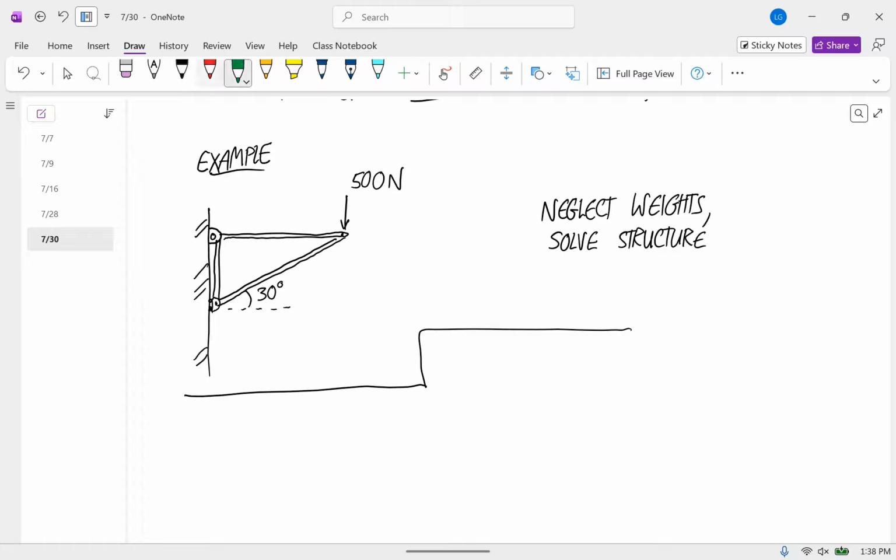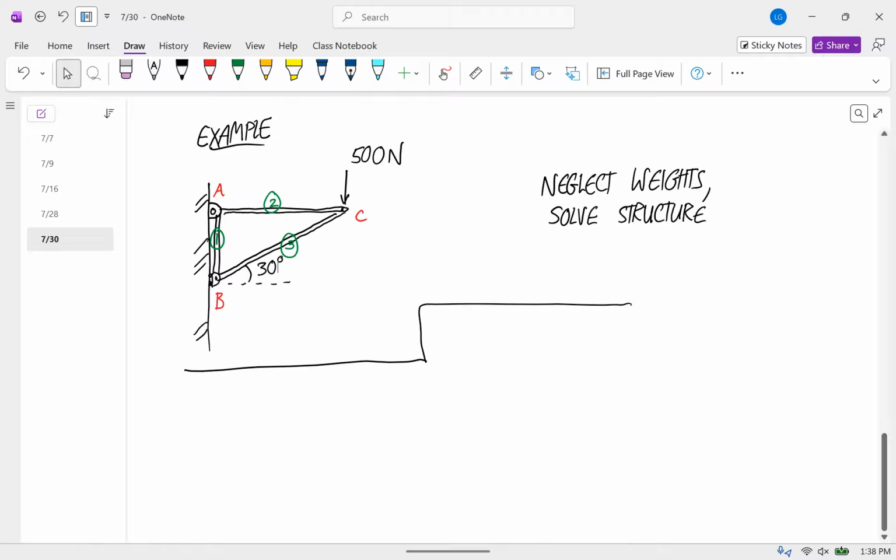And let me label these. I'm going to call this joint A, B, and C. And then for the members, I'm going to call this 1, 2 on top, and then the diagonal one will be 3. And so remember, the idea is we're going to isolate the joints, and we're going to treat each member like it's a cable with a tension. So I'm going to start by drawing a free body diagram of the joint A.